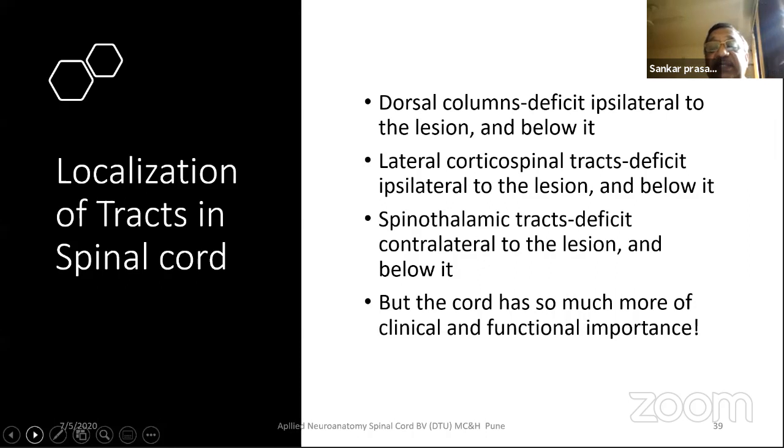have UMN signs. The dorsal column deficit is ipsilateral to the lesion if it is a Brown-Sequard, and contralaterally you have pain and temperature disturbances because of the crossing of the fibers, as I have discussed. Lateral corticospinal tract deficit is also ipsilateral to the lesion and below it. Suppose you are examining the right leg and you find that there is weakness, and you have found that there is disturbance in the vibration sense and joint position sense, please carefully examine the other leg for pain and temperature loss, because that's how the Brown-Sequard syndrome can be diagnosed.